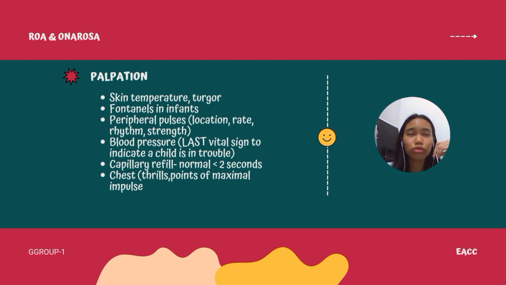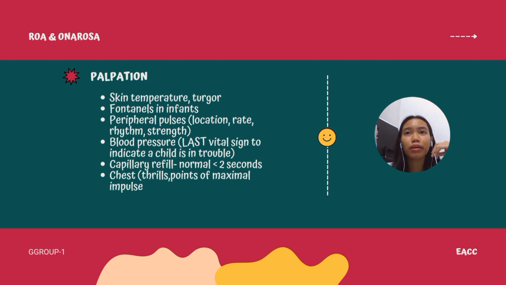This is to know if the child is at risk for heart disease or stroke. Then next is capillary refill. The normal capillary refill is less than 2 seconds. To check capillary refill, press on the patient's nail bed for 5 seconds until it turns white. Then release the pressure and count the seconds until the nail bed returns to pink. If it is less than 2 seconds, it is normal. If more than 2 seconds, it is abnormal.